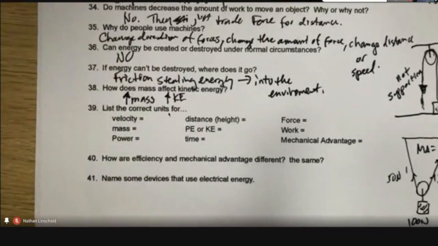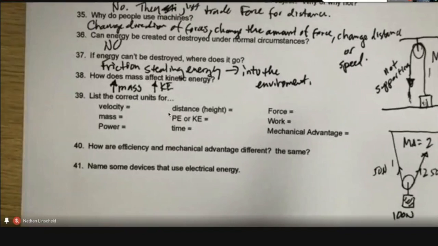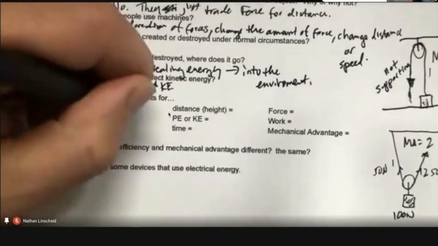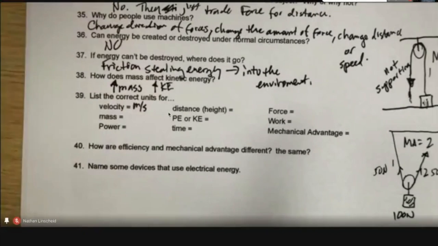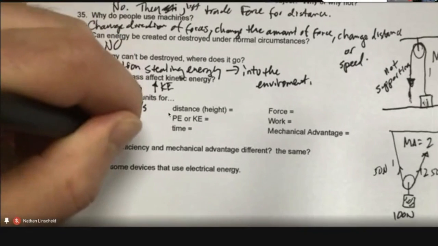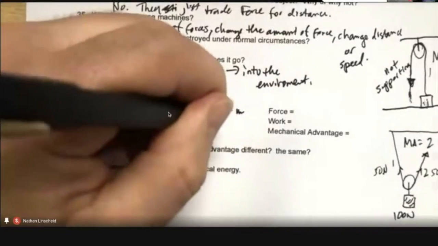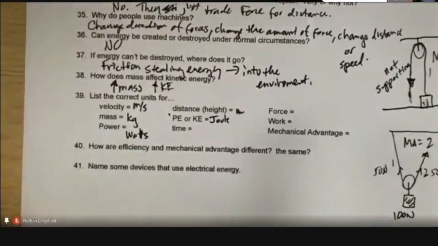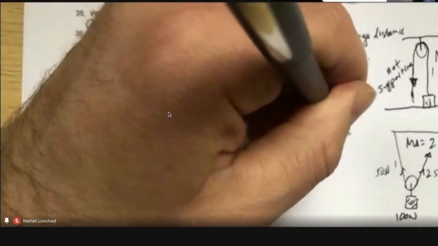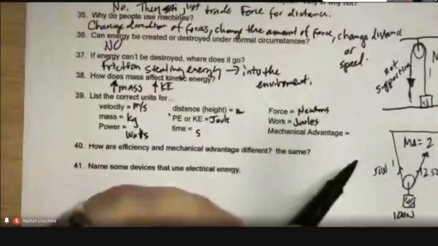All right, 39, list the correct units for velocity, mass, power, distance, and so on. Okay, so velocity is meters per second. Mass is kilograms. Power is watts. Distance or height is meters. PE or KE is joules. Time is seconds. Force is newtons. Work is also joules. And mechanical advantage has no unit. Mechanical advantage is just a ratio.